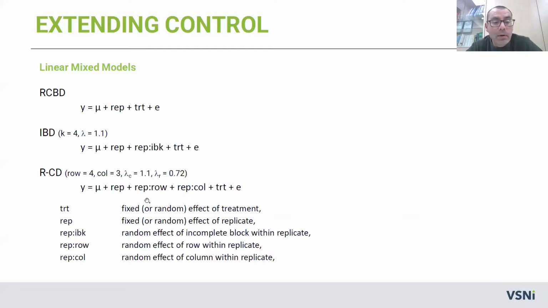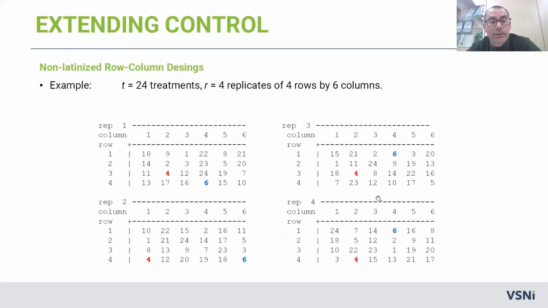And then you have the row column designs, where you have the row nested within rep and the column nested within rep. Again, random effect, because these are really incomplete blocks with slightly different names. And in this case, one is perpendicular to the other. So again, there's a lot of software to generate these designs, and they have quite a bit of efficiency. And if you're dealing with even hundreds of treatments, these are very efficient experimental designs, and they allow for some spatial control.